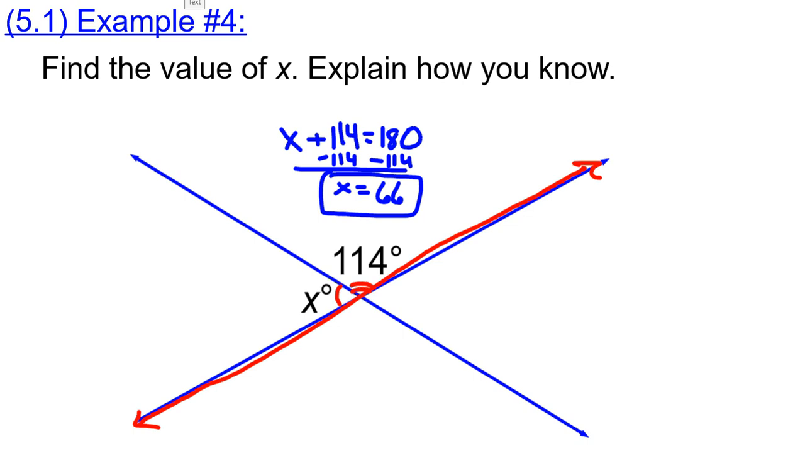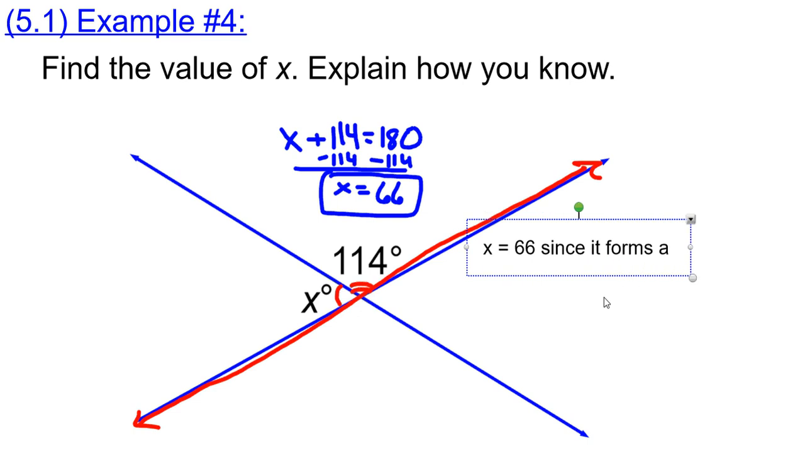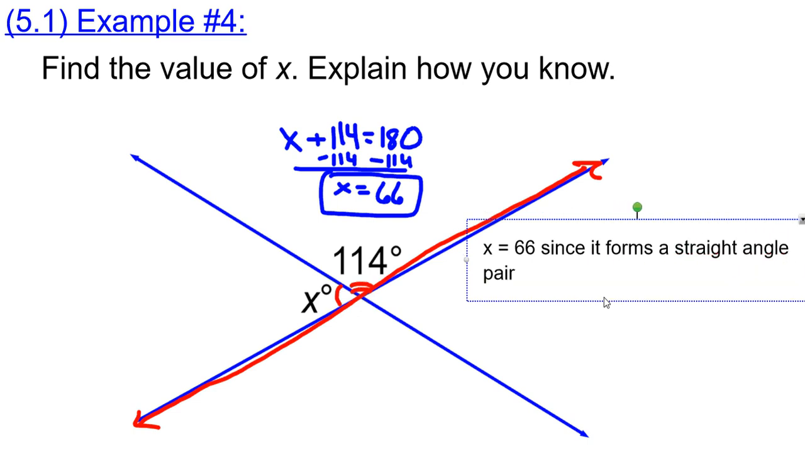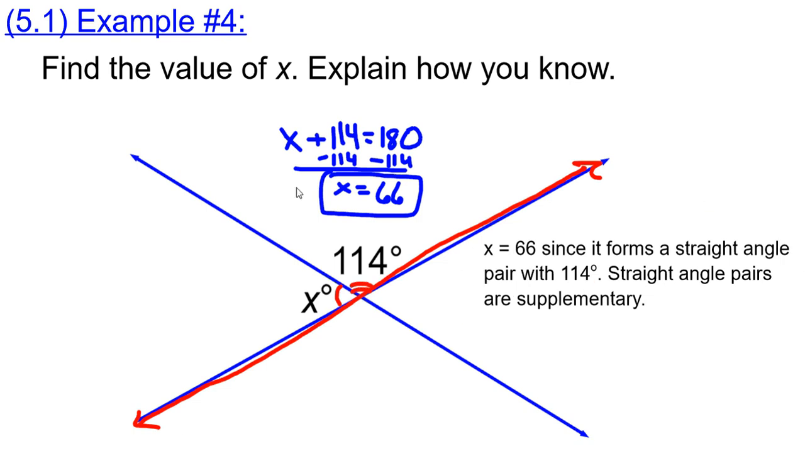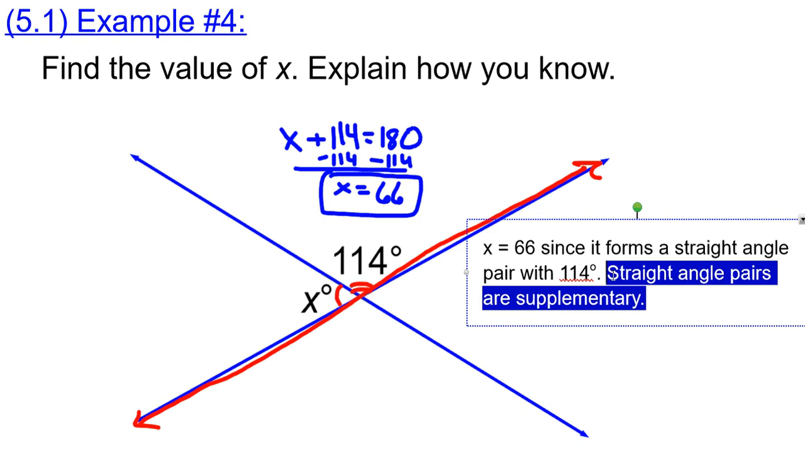I'm going to type this one out again. I'm going to say X equals 66 since it forms a straight angle pair with 114 degrees. And straight angle pairs are supplementary because they form a straight line and there's 180 degrees in that straight line. So maybe I should add that to our definition that straight angle pairs are supplementary.